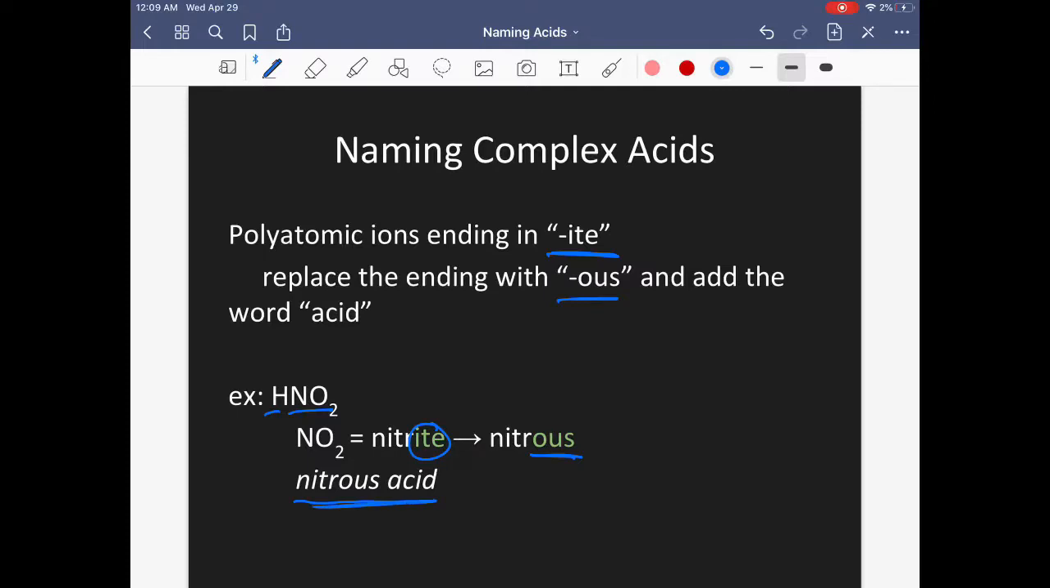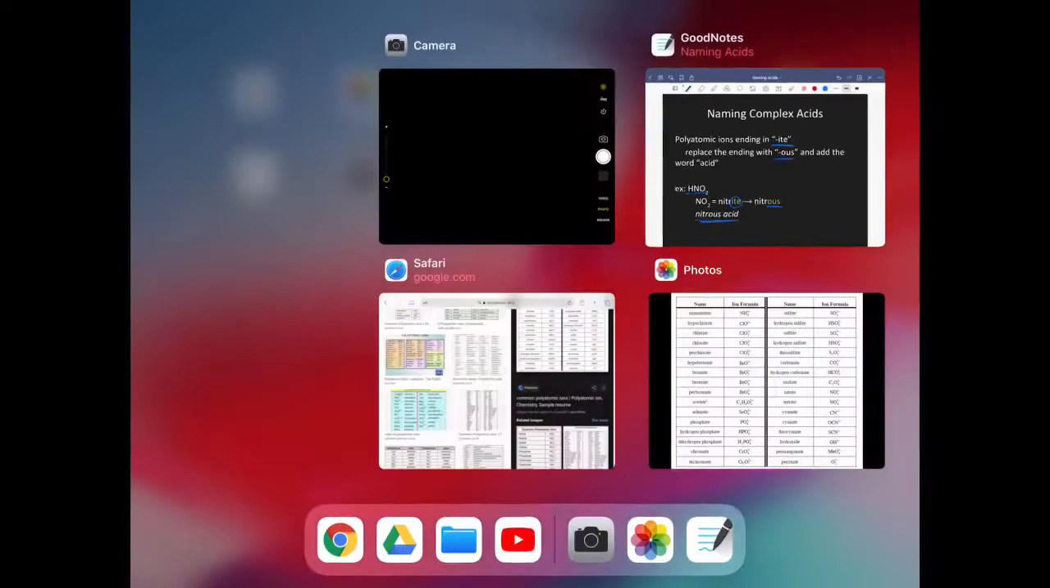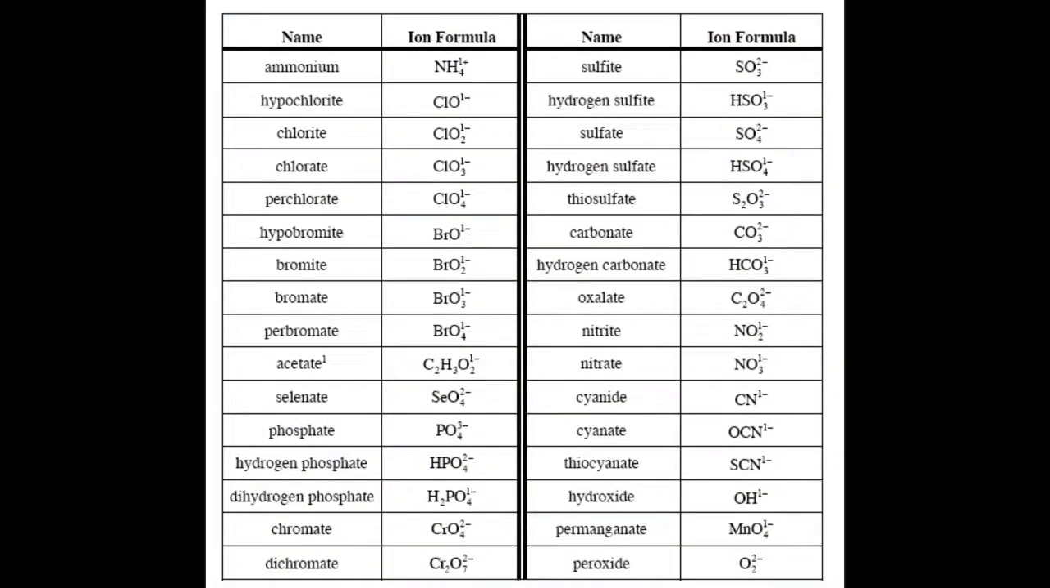All right, please make sure you're not overthinking this as you work through it. If we're looking at this polyatomic list, for instance, here's a bunch of -ites: hypochlorite, chlorite, hypobromite, bromite, etc. Those that end in -ite, the ending would be changed to -us and then followed by the word acid. For those polyatomics that are ending in -ate, for instance, if you look at the left column again, chlorate, perchlorate, bromate, perbromate, acetate, things like that, that -ate will be replaced with an -ic, followed by the word acid.